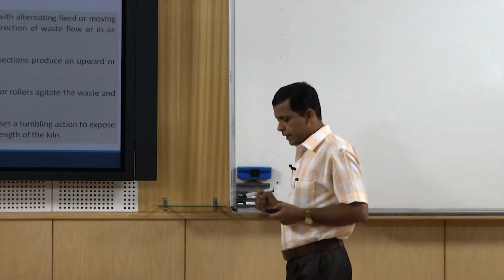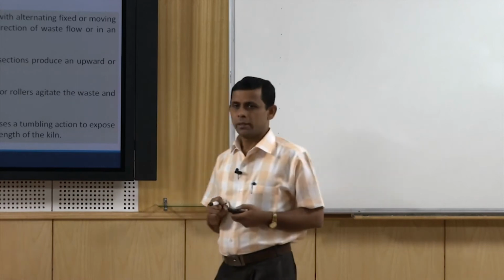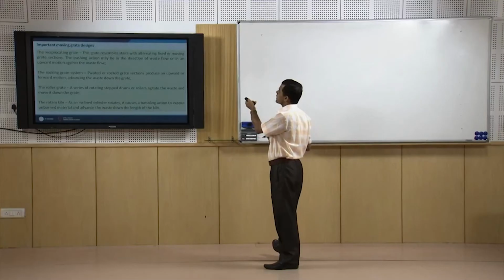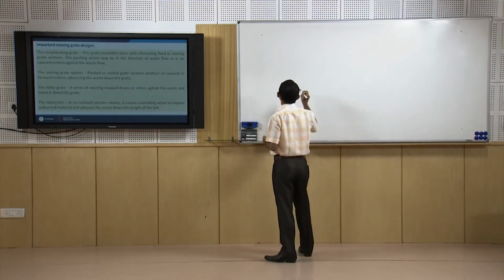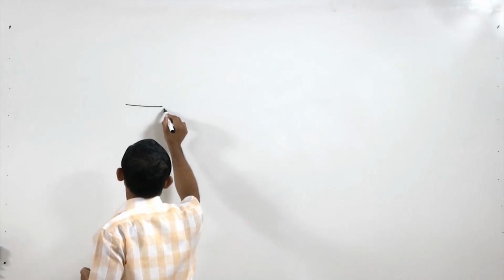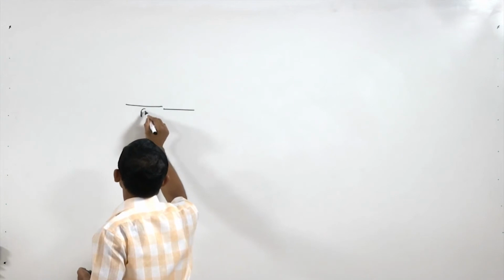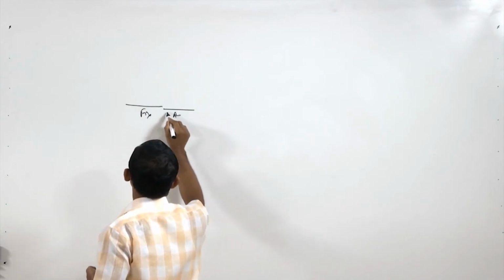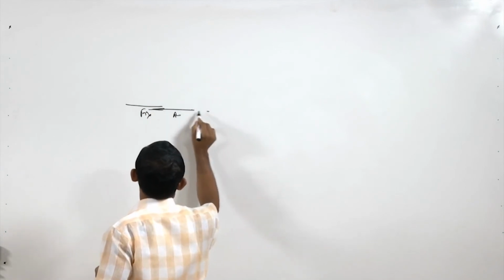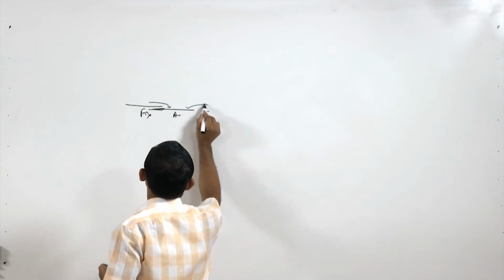Some of the important grate types are mentioned here, that is reciprocating grate. Reciprocating grates resemble stairs with alternating fixed and moving parts. So, say this is one stair, another stair is there. This is fixed, this is alternating. So, this part can move here and again this can go there. So, the material which is put here can be carried forward.